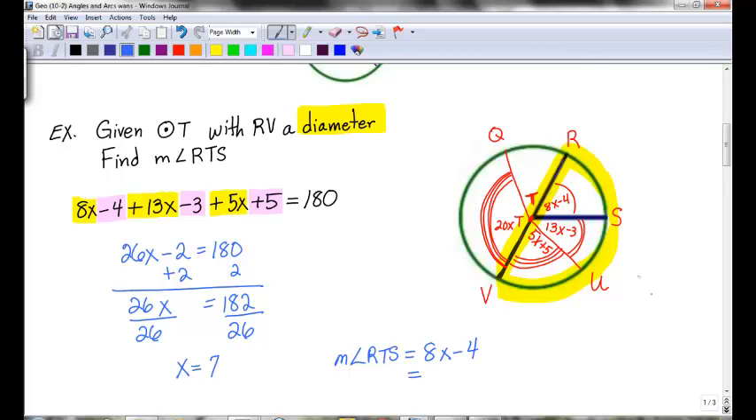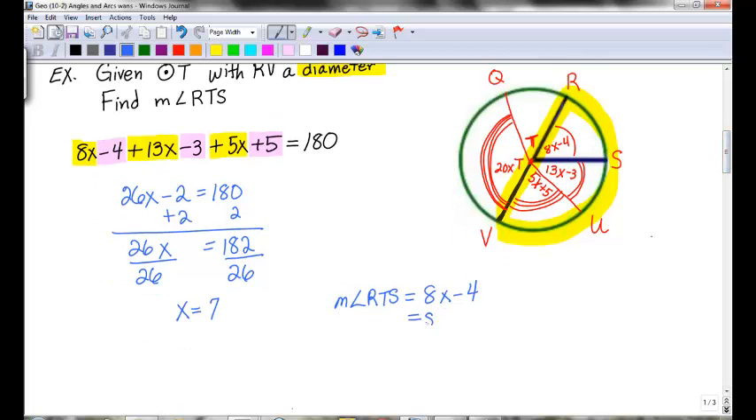So if we sub in, we'd have 8 times 7, 56 minus 4, 52. Now, if I was taking the test and I wanted to check it, I would actually find the other two angles and then make sure they all add up to 180. Okay? So, this would be my answer, 52.